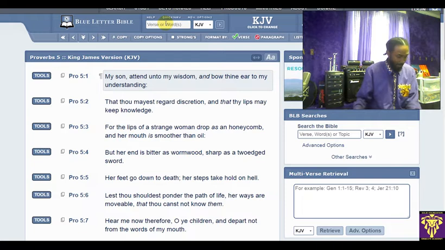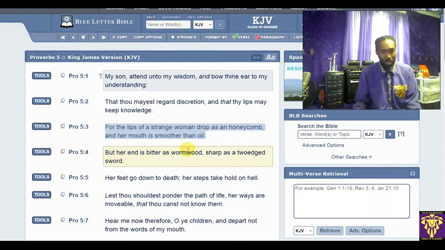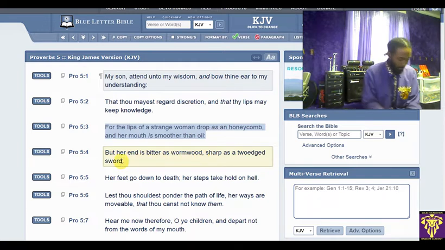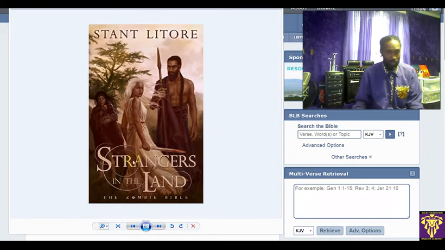Proverbs 5:3. For the lips of a strange woman drop as a honeycomb, and her mouth is smoother than oil. Proverbs 5:4. But her end is bitter as wormwood, sharp as a two-edged sword. All right? And that's an Israelite woman, guys. Now we're going to continue on, just dealing with Israelite strangers.